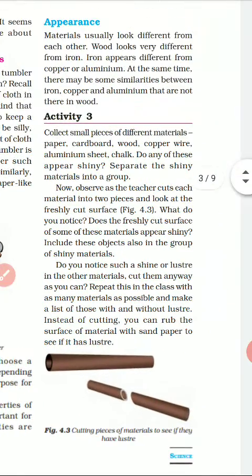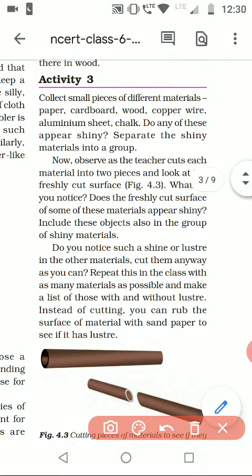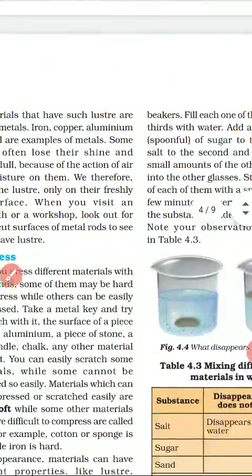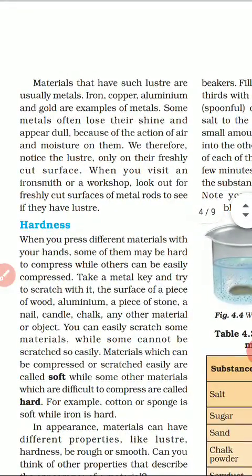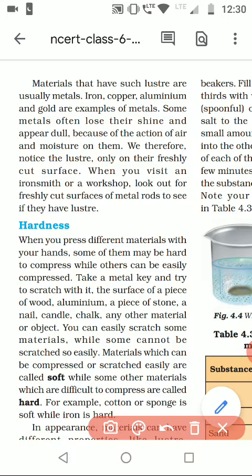So I hope this topic of properties of material is clear to you. In your textbook also there are various examples given here of paper, cardboard, wood, wire, aluminium, and you have to understand whether they appear shining or not. And then the shining materials you have to group together, and non-shining materials you have to group into other categories. So this type of activities are there in your textbook, which we have discussed earlier in the slides. So these are the things here.